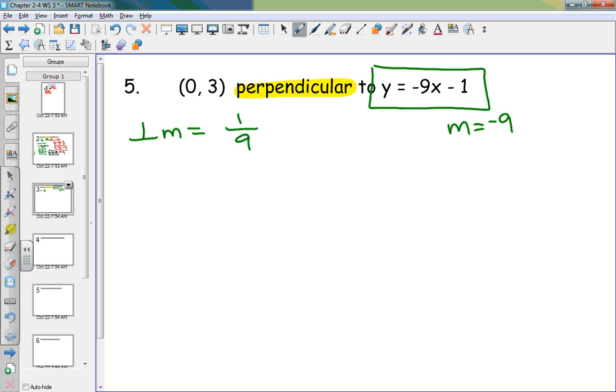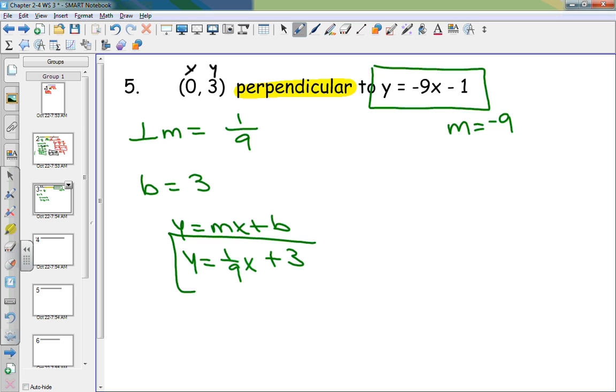Now what do I do? I'm going to label my point. This is going to be x, this is going to be y, but what is unique about this point? X has a 0 in it, which means that is what value up there actually? That is actually the b value, which is 3, so I can go right to my equation y = mx + b. M is going to be 1/9, x stays, and b is going to be 3. Done. Do we see that?